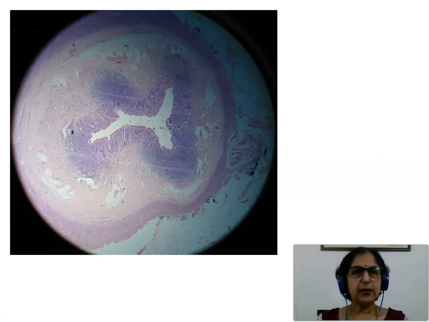Now what we see here is a scanner view or a low power view of an H&E stained slide of vermiform appendix. What we see here are mucosal folds. This is the mucosa. We see lining epithelium and we see the lymphoid aggregates which are seen all along the circumference of the lamina propria. Then we see a thin muscularis mucosae, submucosa, muscularis externa, two layers, inner circular and outer longitudinal layer, and finally we see the serosa.